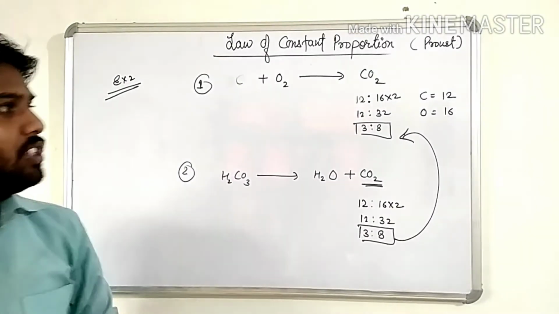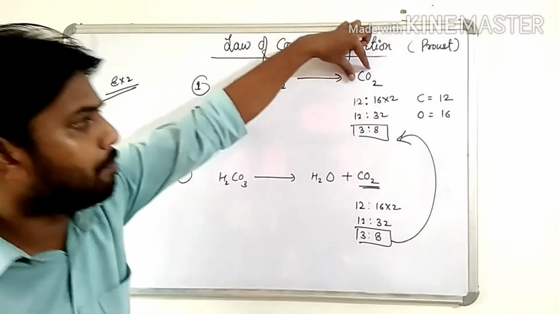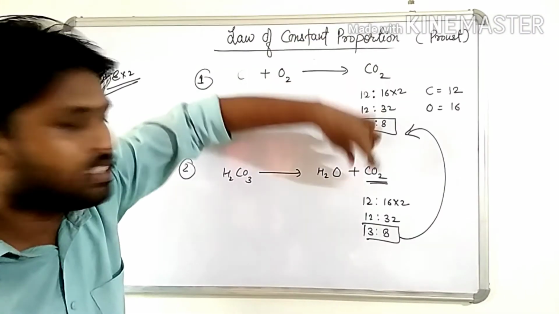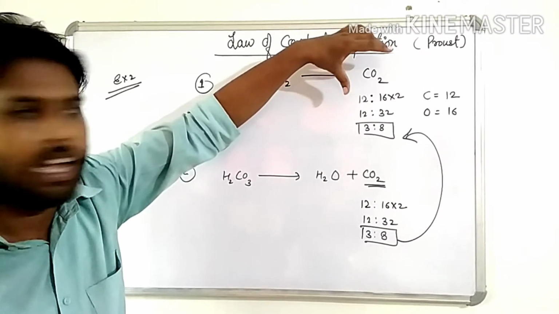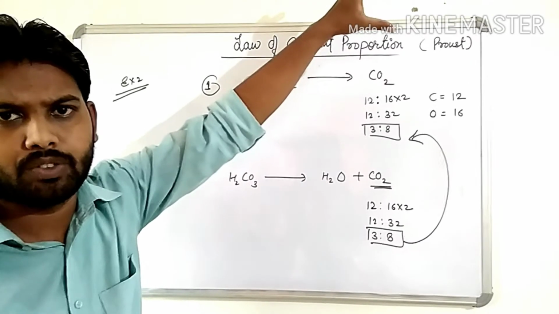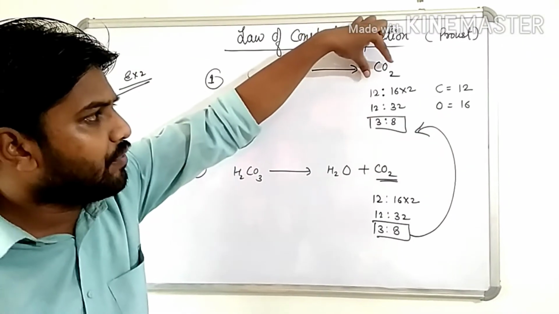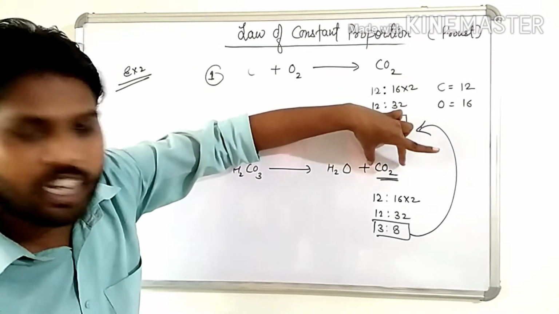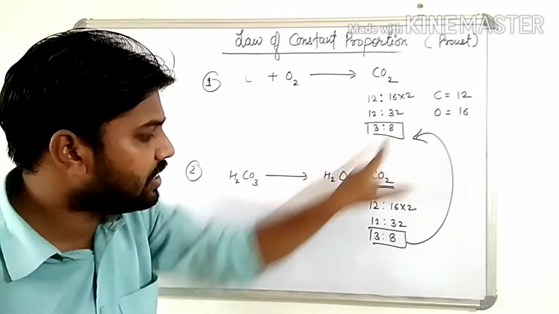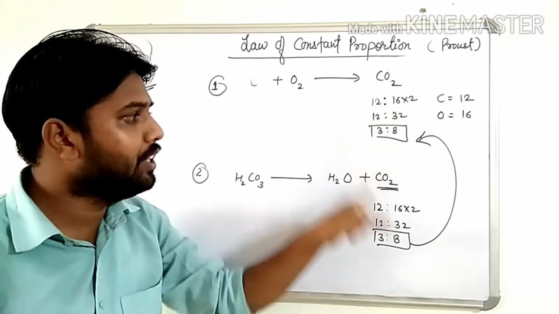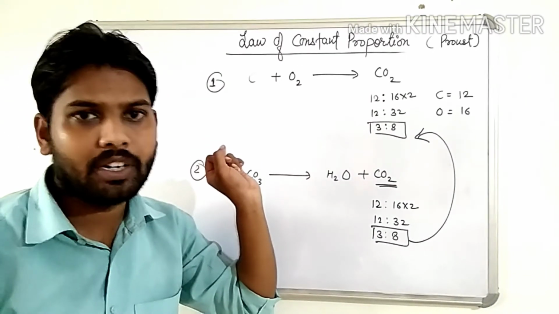It means, children, every pure compound contains the same elements. It does not depend on any source from where you have obtained the compound. So every compound contains the same elements combined in the same ratio by mass. Concept clear, children?